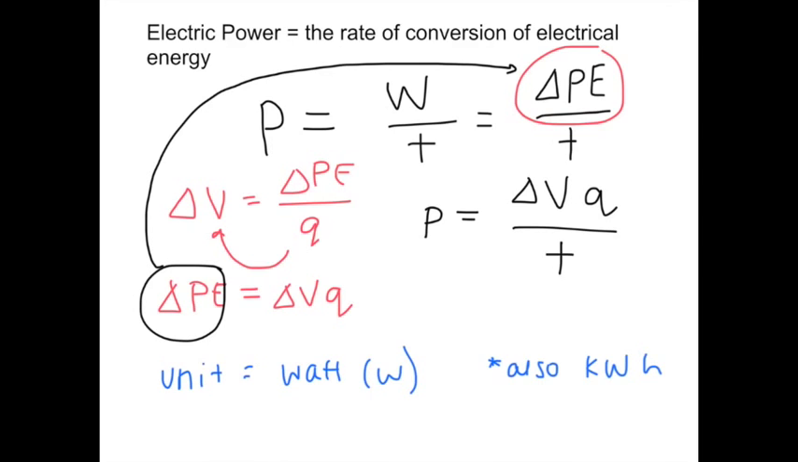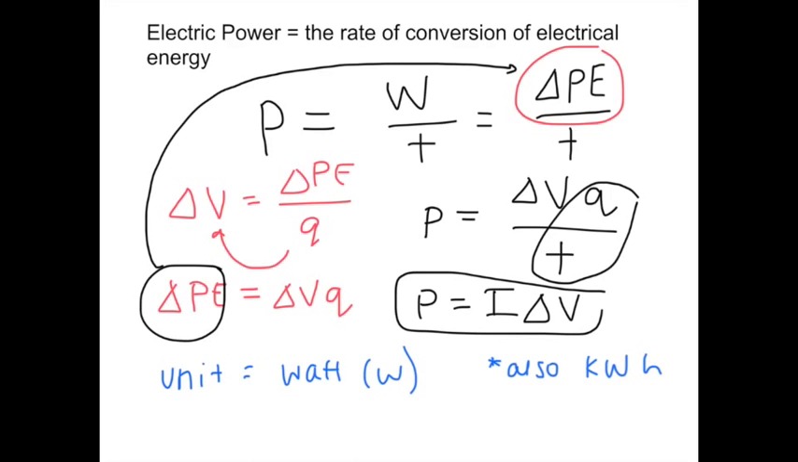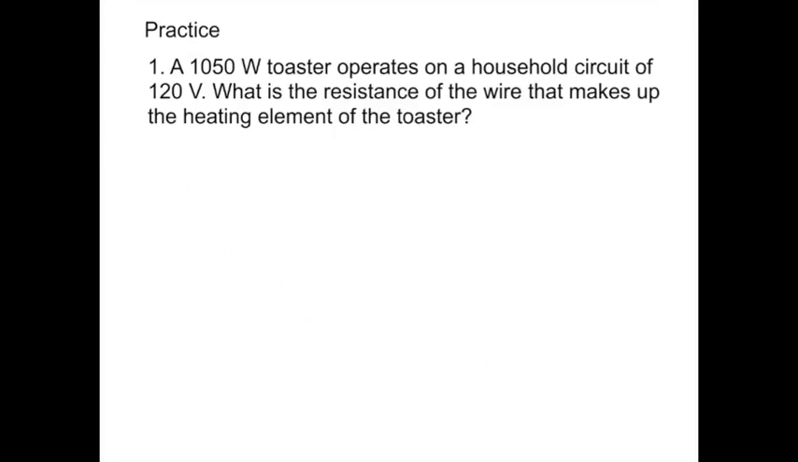Finally, we know that Q over T is the rate of charge transfer over time, which is the current flow. So we can simplify to write that electric power is equal to I, or current, times delta V. That's the expression for electric power. And the units for this power, like typical power, is the watt. However, there are also kWh, or kilowatt hours, which is how electrical companies usually measure electricity use. Here are some practice problems.